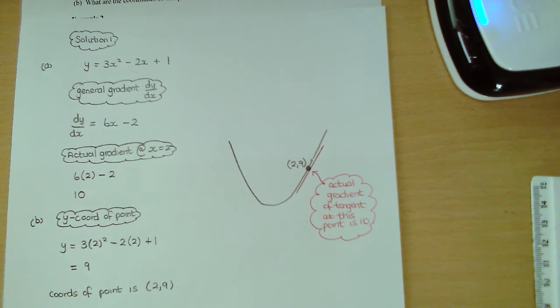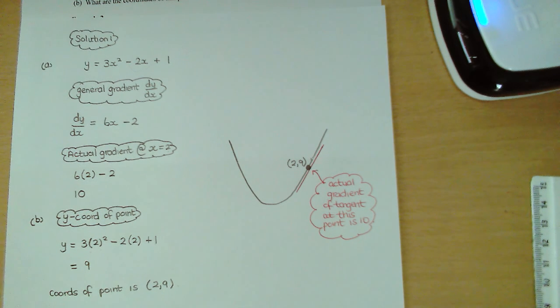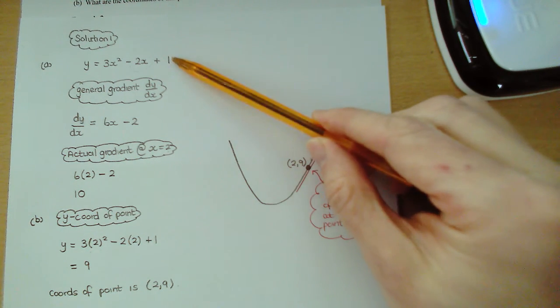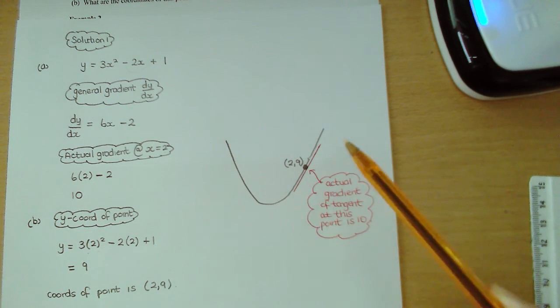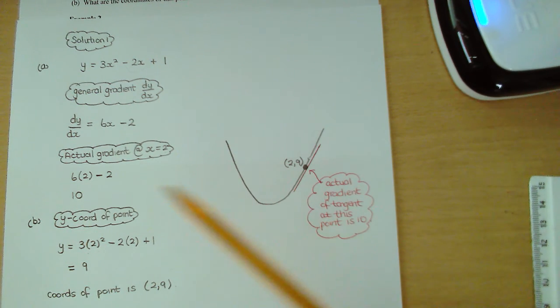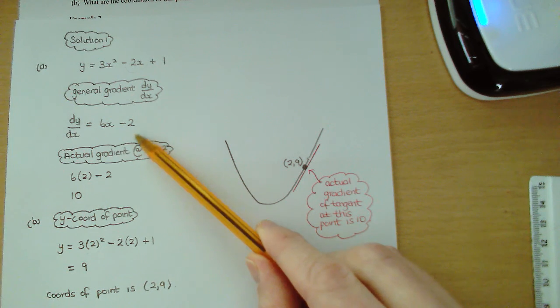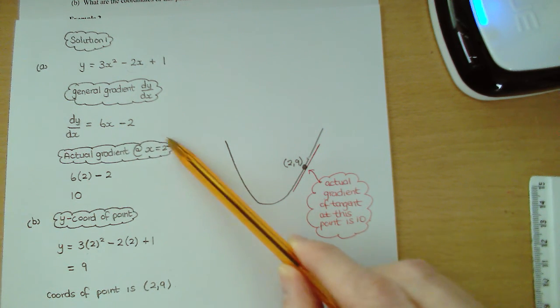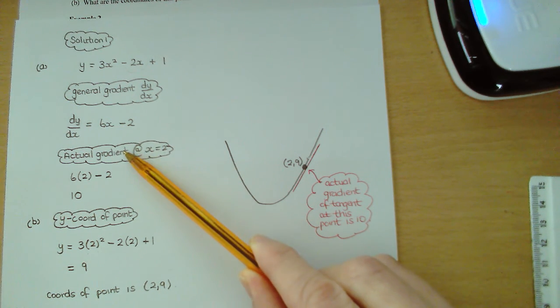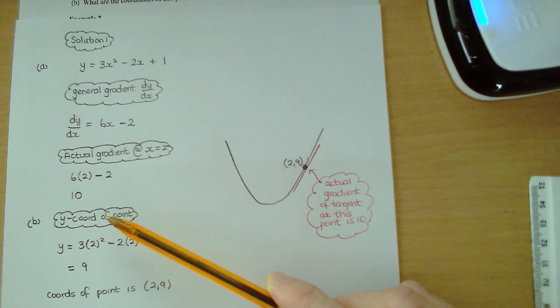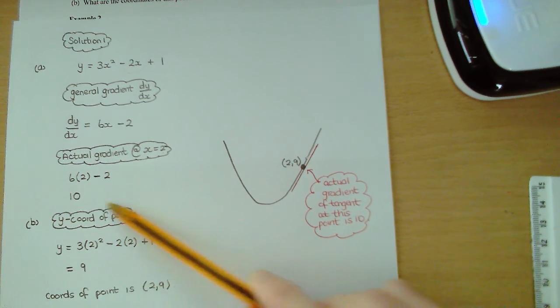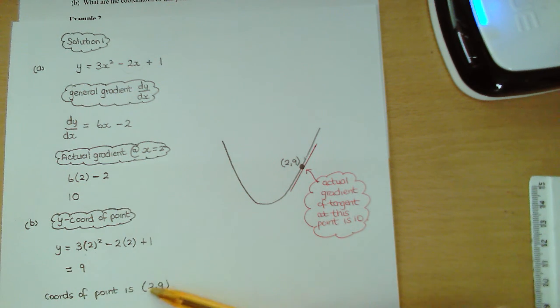So, quick summary of the question. When you're asked any question to do with the gradient, you should be thinking dy by dx. So, you start with your curve, you differentiate the curve to get dy by dx. dy by dx is the general gradient at any point on your curve. Once you've worked out your general gradient, you then sub in the x coordinate of the point to get the actual gradient. And then if you want to get the y coordinate of the point, well, it's very simple. You just sub the x coordinate into the curve, and that will get you your y coordinate.